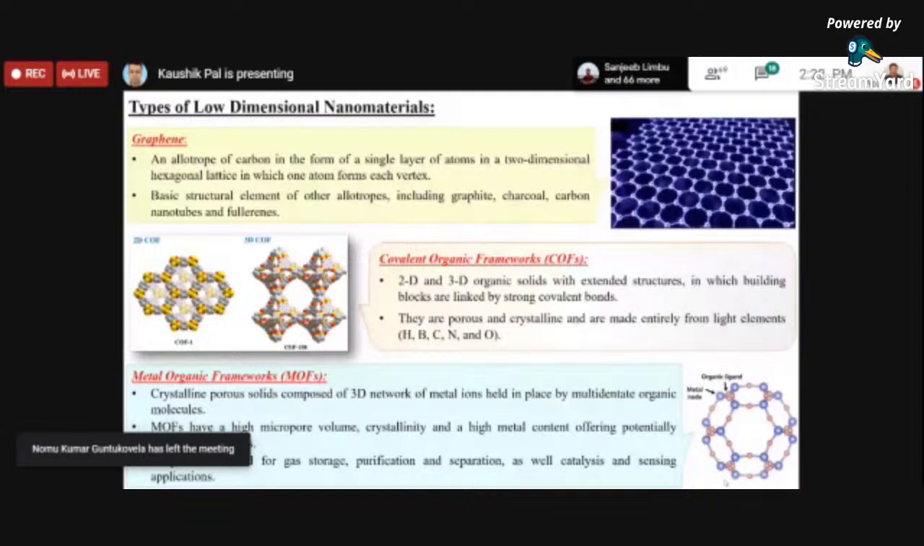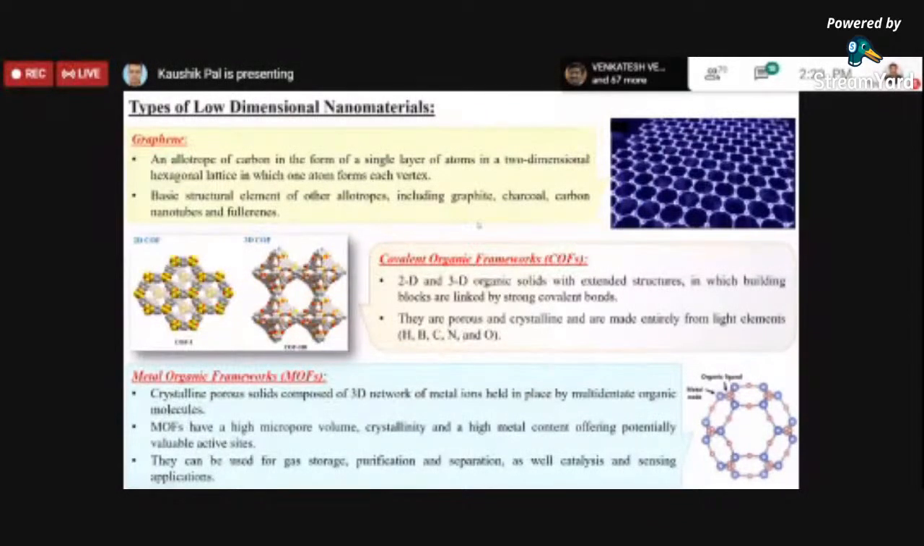Graphene, an allotrope of carbon, is a single layer of atoms in a 2D, two-dimensional hexagonal lattice, in which one atom forms each vertex. On the right-hand side corner, you can see a very good example of graphene itself, or rather the graphene sheet. It is an example of a single layer graphene sheet. It is the basic structural element of other allotropes like graphite, charcoal, carbon nanotubes, and fullerene. Graphene is formed from graphite, and from graphite we can get different types of nanomaterials.